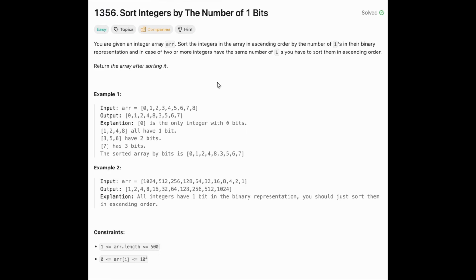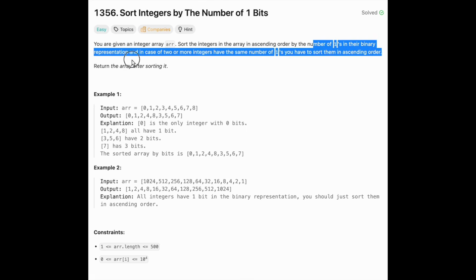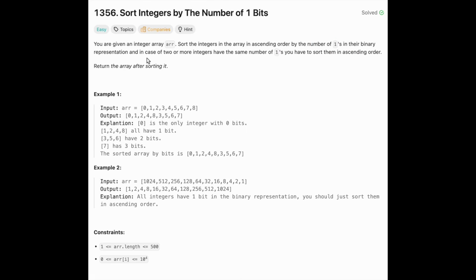Hi everyone, welcome back. Today we are solving sort integers by the number of 1 bits. So we will be given an array filled with numbers and we want to sort them by the number of ones in their binary representation first. And in case two of them have the same number of ones, then we just sort them in ascending order, meaning sort them from the smallest number in decimal form to the largest number in decimal form.